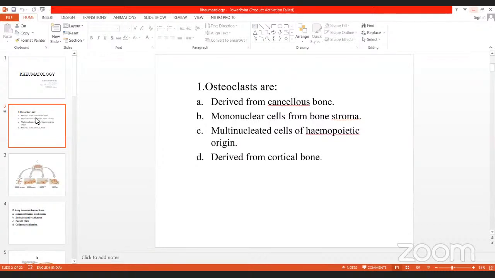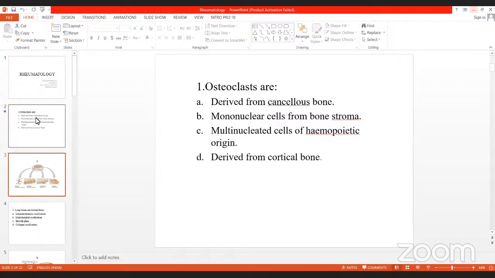So here, option A is derived from cancellous bone. Cancellous bone is a type of bone, and it consists of osteoclast, osteocyte, and also osteoblast. The second option is mononuclear cells from bone stroma, which is osteoblast. Multinucleated cells of hemopoietic origin is the answer for this question, osteoclast. This is derived from the hemopoietic origin, and D is derived from cortical bone. Cortical bone is another type of bone.